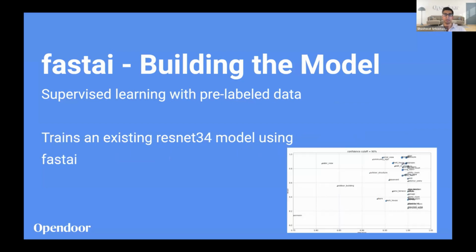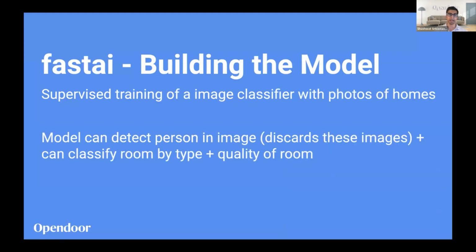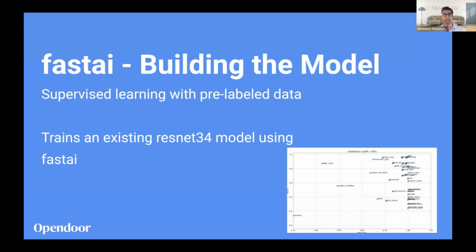For how we actually build this model, we use an existing ResNet 34 model, a great place to start from. And we train it using supervised learning, and we have some pre-labeled data. So for example, for the second model I mentioned, which classifies rooms by type, we have a whole bunch of rooms that we manually labeled as, this is a kitchen, this is a bedroom, and things like that. And then we used FastAI, which makes it very simple for us to train this pre-existing model and make it extremely good at detecting these things very quickly.